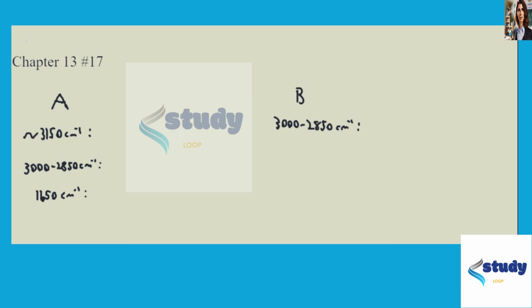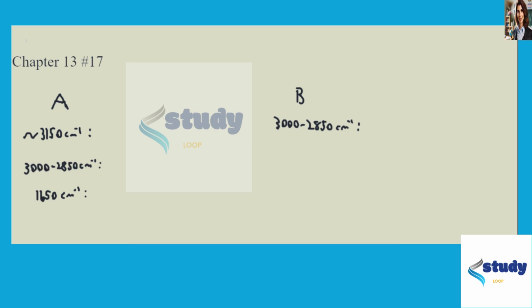This is the answer to Chapter 13, problem number 17 from the Smith Organic Chemistry textbook. In this problem, we're given two IR spectra, and we're asked what functional groups are responsible for the absorptions above 1500 wave number in the IR spectra for compounds A and B.